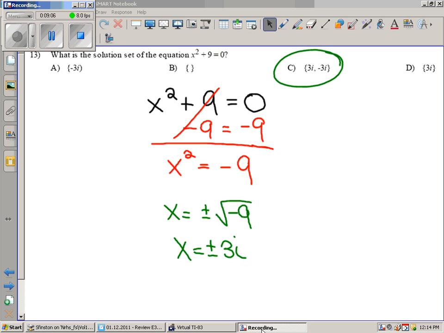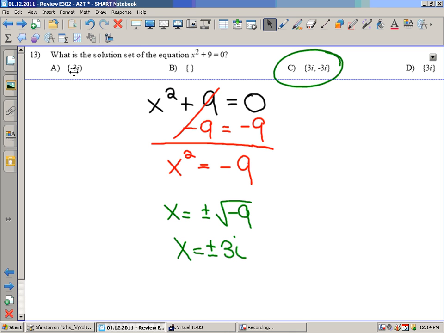Okay, what's the solution set of that equation? Well, you could, once again, if I'm foolish enough to give you an equation and a bunch of answers, you could always just take these answers and plug them into the original equation and find which one works. But we're better than that, and so we're going to solve it algebraically. Subtract 9 from both sides, you get x squared equals negative 9. Square root both sides, but this is the plus or minus the square root of negative 9, and that reduces down to being plus or minus 3i.